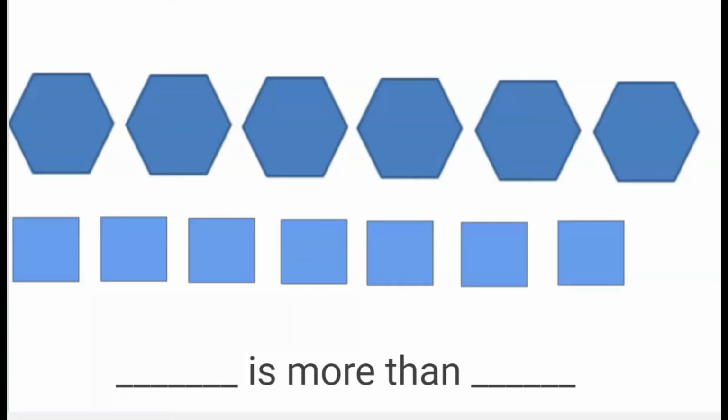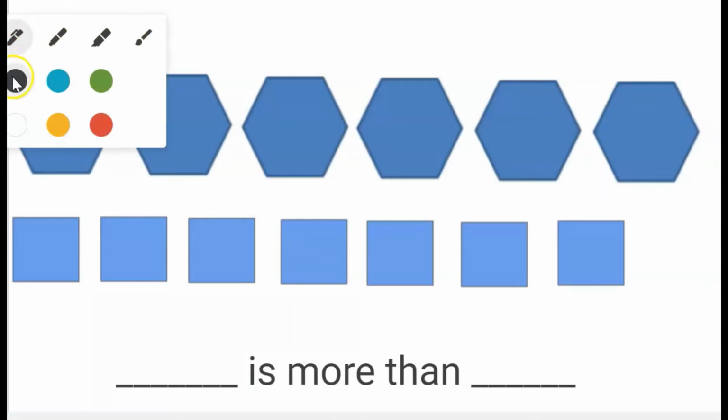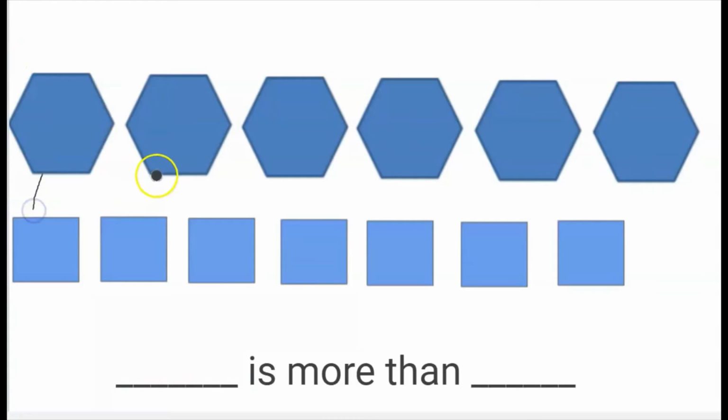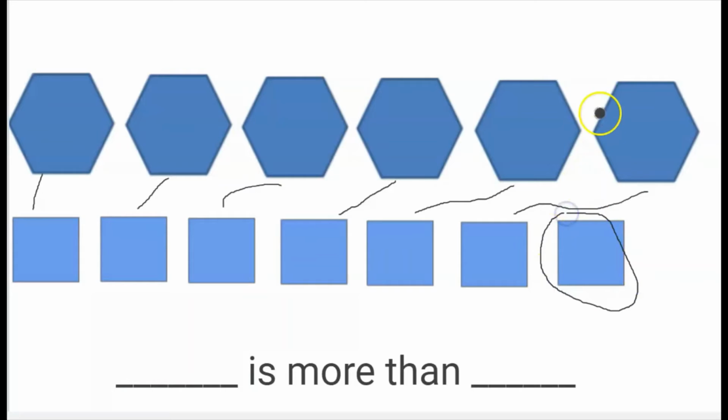So let's use our trick and draw our line to make sure that each hexagon has a square to see which one has more. This hexagon has a square, this hexagon has a square, this hexagon has a square, and this hexagon has a square, and this hexagon has a square, and this hexagon has a square. Now that we've drawn a line from a hexagon to a square, what do you notice now? You probably said there's a square left over, and you're right.